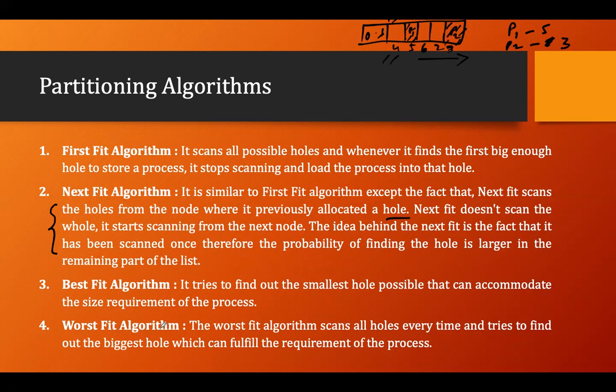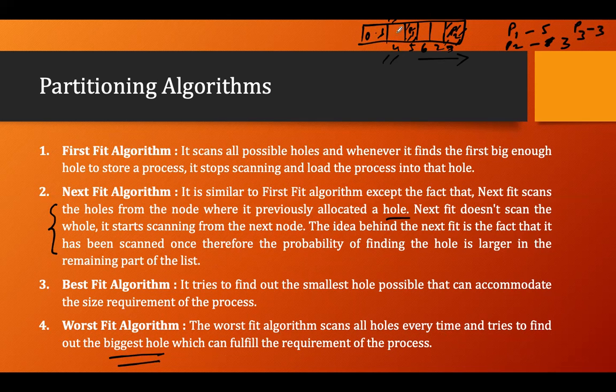Now let's go to the worst fit. The worst fit algorithm scans all the holes every time and tries to fit the process into the biggest hole, which can fulfill the requirement of the process. Let's assume that right now there is a P3, it requires only 3 MB. How much? 3 MB.